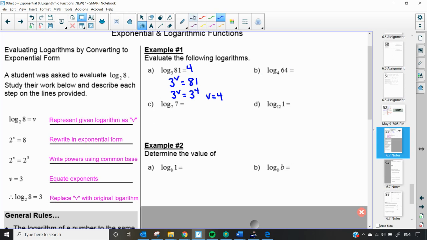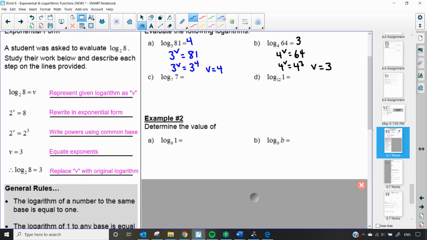All right, next question here, we've got log base 4 of 64. Again, we're going to set it equal to v and rewrite as an exponent. So 4 to the v equals 64. And 64 written as base 4 is 4 cubed. So from there we can say that v equals 3 and rewrite our expression as log base 4 of 64 equals 3.